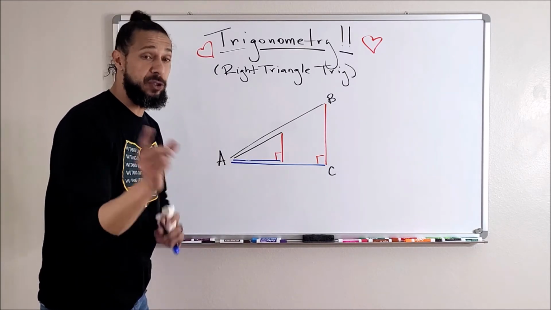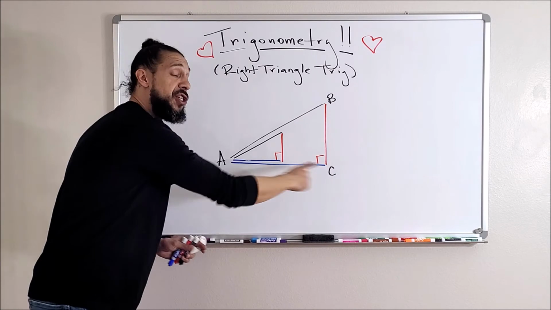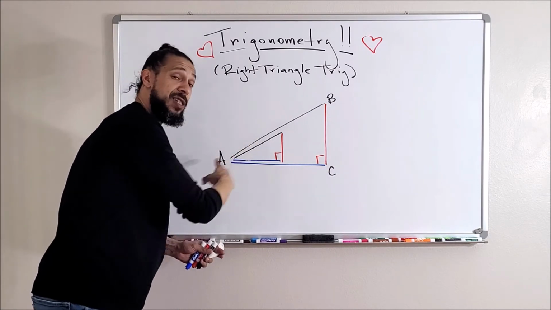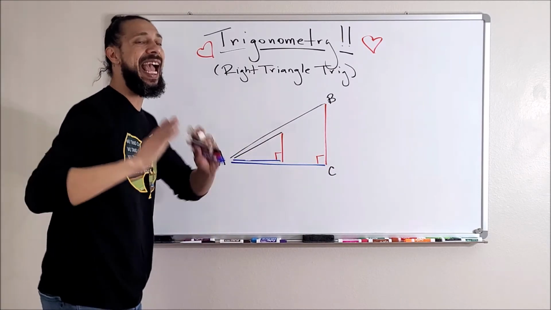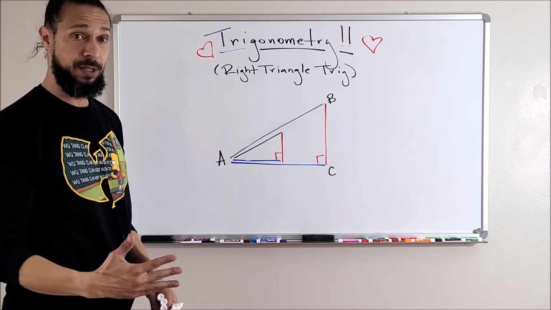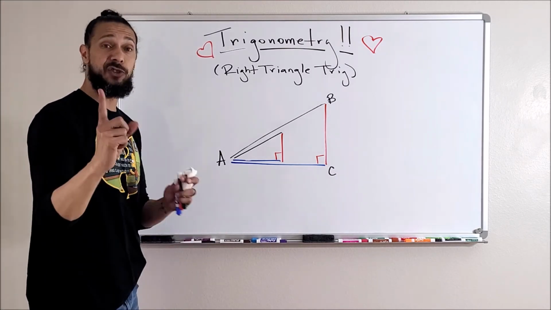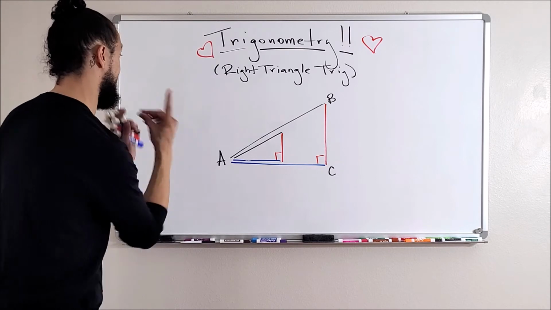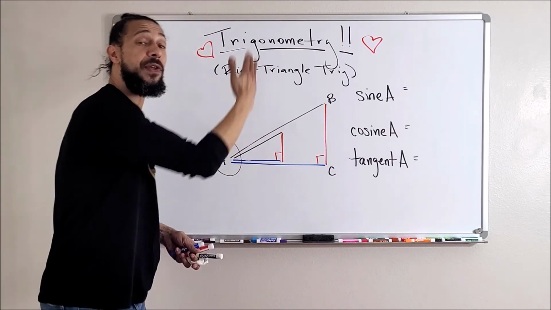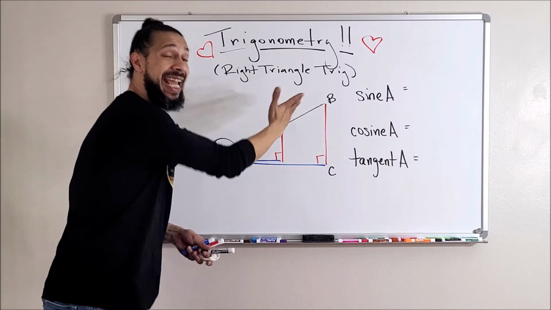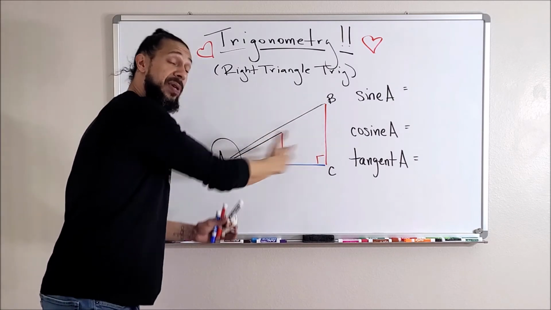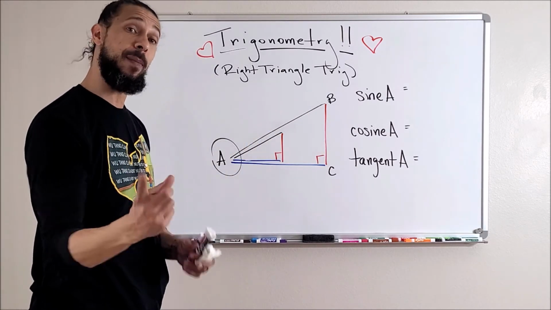So trig is based on two things: the ratio of the sides, the comparison of the sides of this triangle, and the angle that we're talking about, right? So let's talk about angle A. All right, these are the 3 trig functions. These are the names of the relationships between the sides of this triangle. You'll see what I'm talking about in a second.